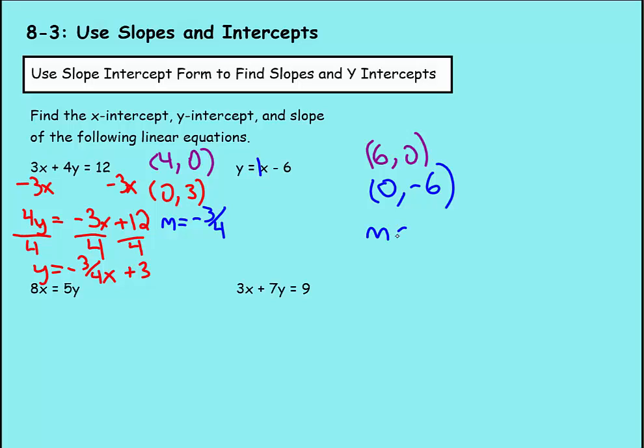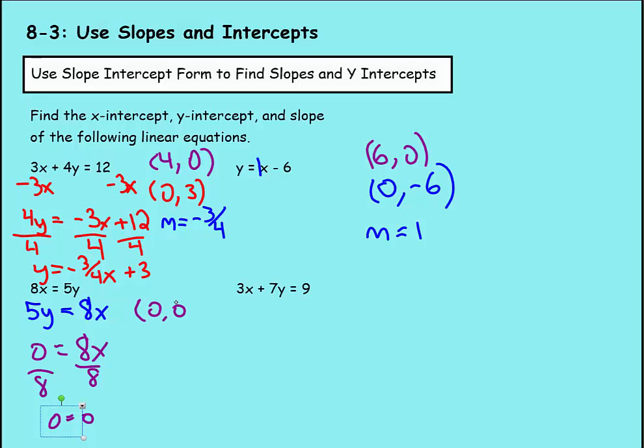So m equals 1. Now we have 8x equaling 5y. What I'm going to do is rewrite this so y is on the left side and x is on the right side. So 5y equals 8x. If we're going to find the x-intercept then, we're going to make y equal 0. So 5 times 0, which is 0, equals 8x. And then we can divide both sides by 8, but that's not going to make any difference because this is 0. So x equals 0 when y equals 0. So my coordinate point will actually be (0, 0).